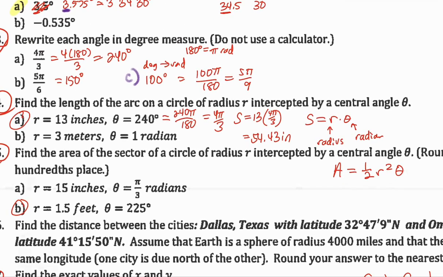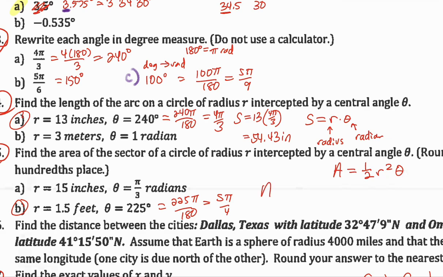So I'm going to focus on B since it's not ready to go. Now A, you would just do 1/2 times 15 squared times pi 3.14 divided by 3. But 225 is not in radian measure. But if you do 225 pi over 180, you can leave it just like that in this formula. You don't have to reduce it. But if you want to reduce it, you can. We know from our unit circle that that's 5 pi over 4. So you can use 5 pi over 4. It works just fine too.